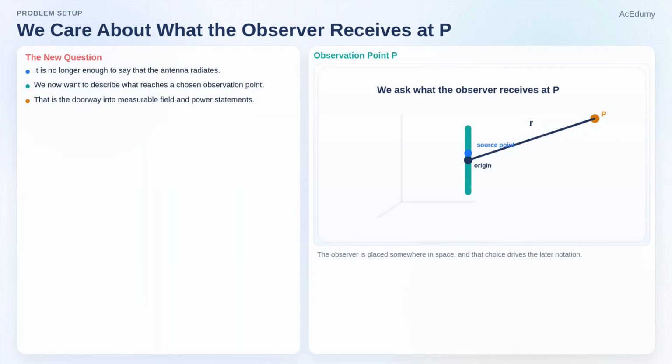In this lesson, we stop saying only that the antenna radiates. We now ask a more serious engineering question. At a chosen observation point, usually written as the point P, what field and power does an observer actually receive? That question is the doorway into the first real theory language of antenna analysis.